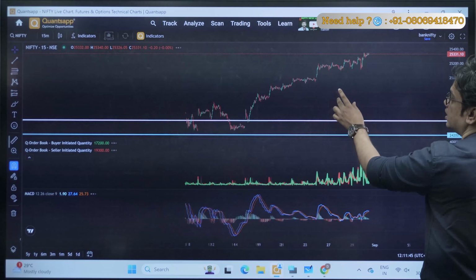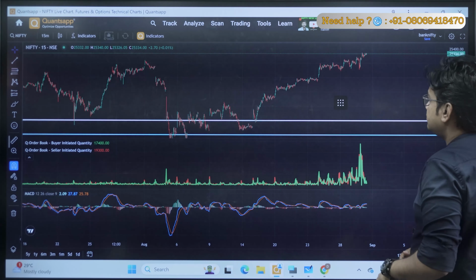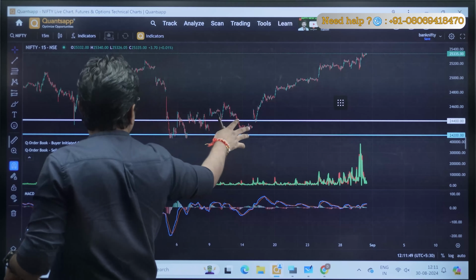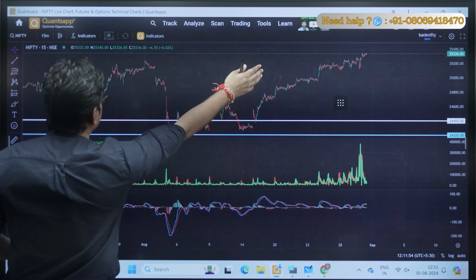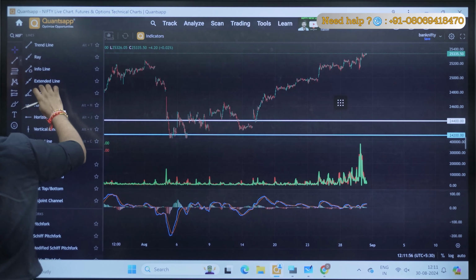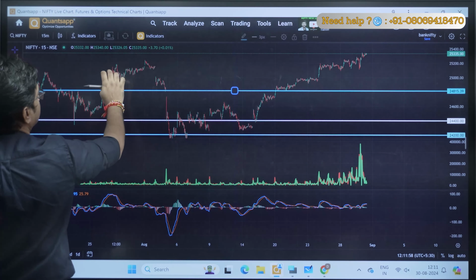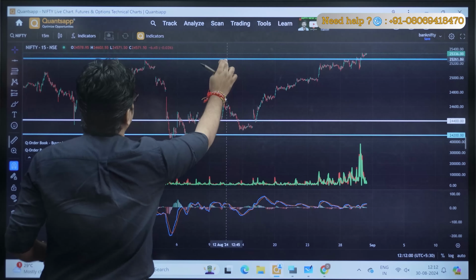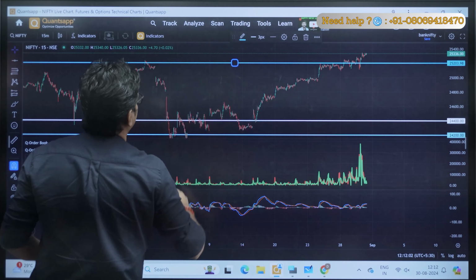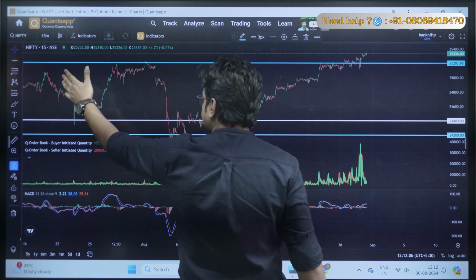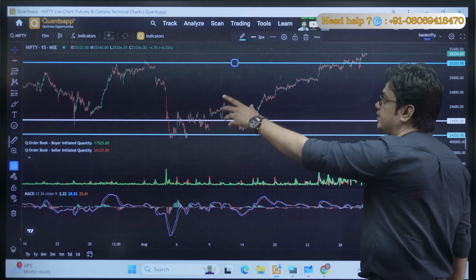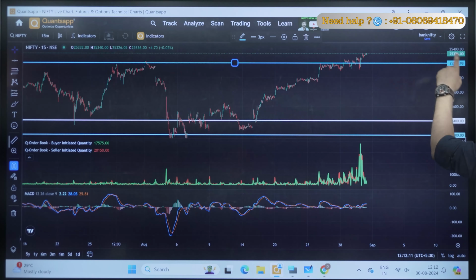Here you can see that at the support level, it has spent some time and it is moving upwards. Now I will mark this particular level, and this level has also been breached. 25,000 was the resistance on the earlier side. It has spent a considerable amount of time between these two levels. Now it is moving ahead.